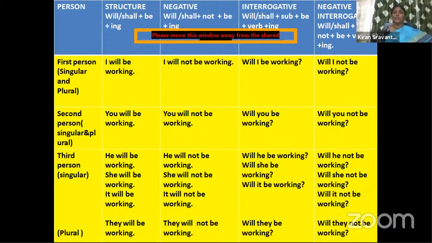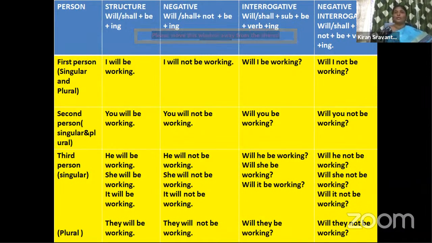And coming to the interrogative, will or shall plus subject plus be plus V4. That means, will I be working? Will you be working? Will he be working? Will she be working? Will it be working? Will they be working? That is the interrogative sentence. We are just framing a question.